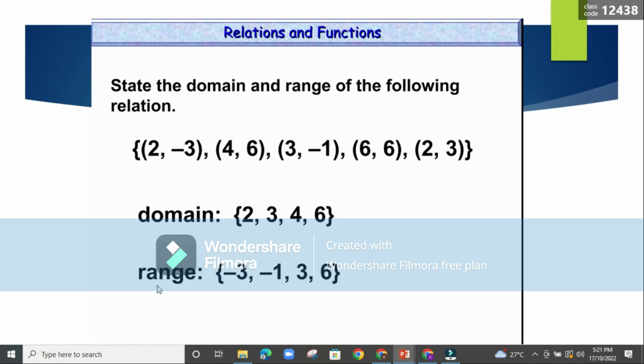Okay? So for the range, take a look at the y coordinates. We have -3. We also have 6, -1, 6 repeats. Then you also have 3. Okay? So again, arrange it in ascending order: -3, -1, 3, then 6. 6 appeared twice, but we will write it once.